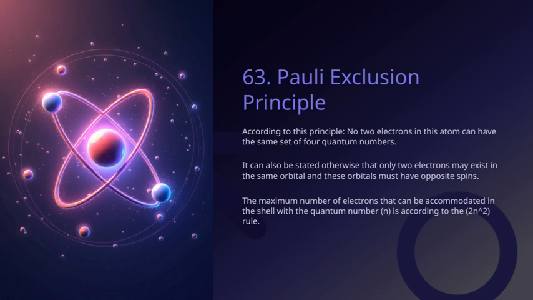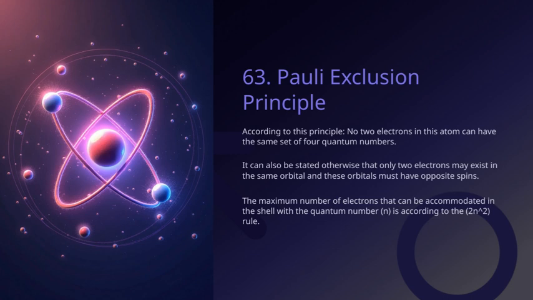Additionally, it's important to note that only 2 electrons can occupy the same orbital, and these electrons must have opposite spins. This is crucial because it prevents electrons from being in the same quantum state. According to this principle, no 2 electrons in an atom can share the same set of 4 quantum numbers. This restriction is what we call the Pauli exclusion principle, and it's key to understanding the structure of atoms and how electrons fill available orbitals. It ties into our overall theme of how quantum mechanics governs atomic structure, shaping the way electrons are distributed and how atoms behave.